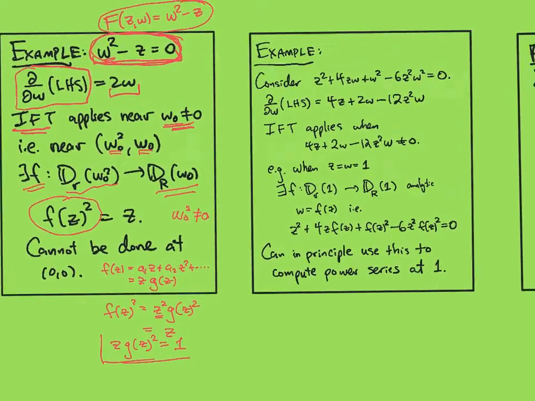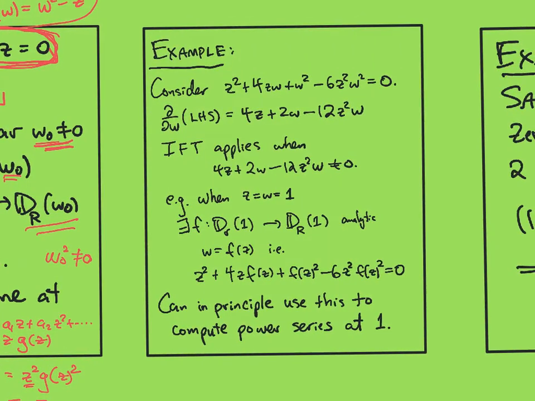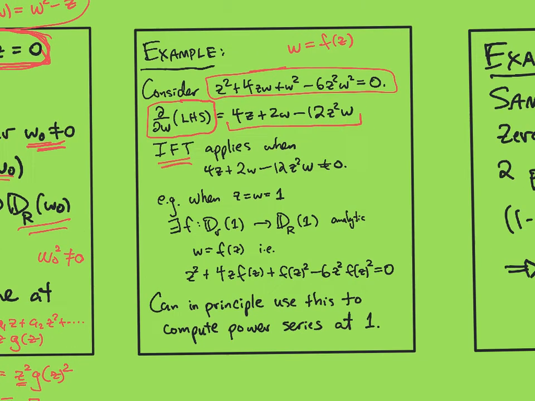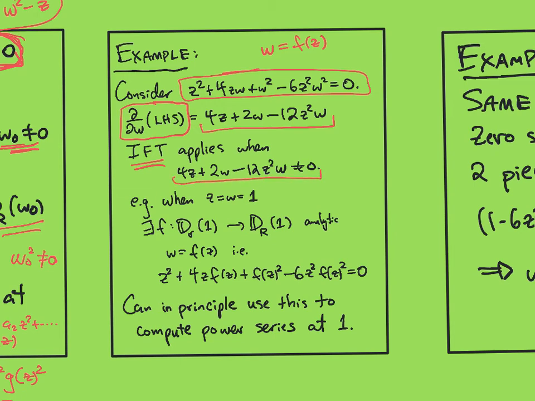Now let's look at another example. So here's a polynomial in 2 variables. And we want to show that you can find solutions to this as a function of z. So we want to find w as a function of z. And it turns out if you avoid certain points, the roots of this polynomial in w are given by analytic functions. So the partial with respect to w of the left-hand side here just gives me this. And so the implicit function theorem will apply whenever this expression is non-zero.